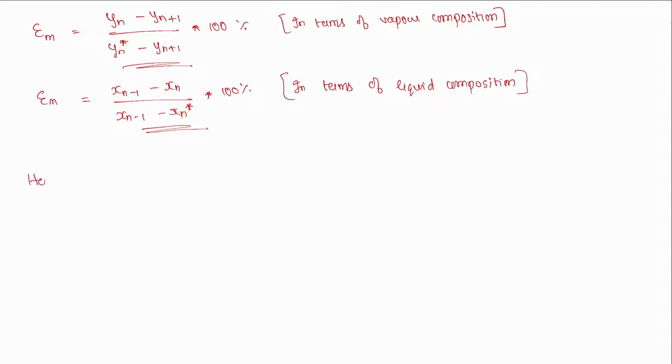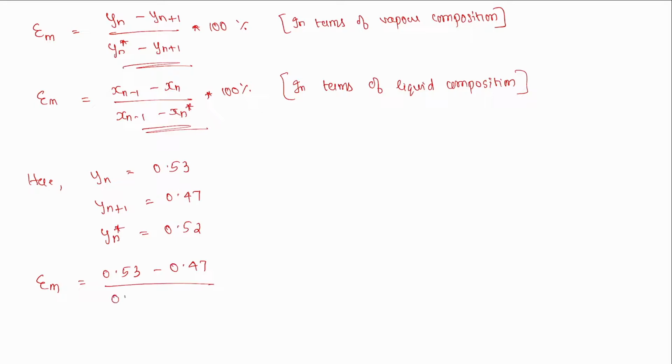So here they have given us some data. Yn is 0.52, Yn plus 1 is given as 0.47, and Yn star is equal to 0.53. We just have to substitute these values into the Murphy efficiency formula, and we get Murphy efficiency equal to 0.52 minus 0.47 over 0.53 minus 0.47, which comes to 120%.